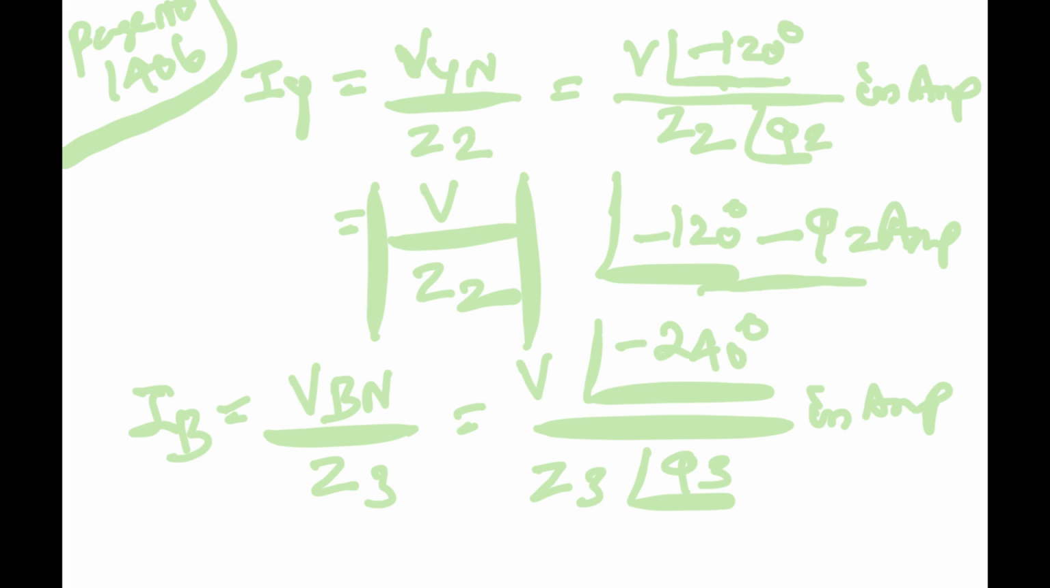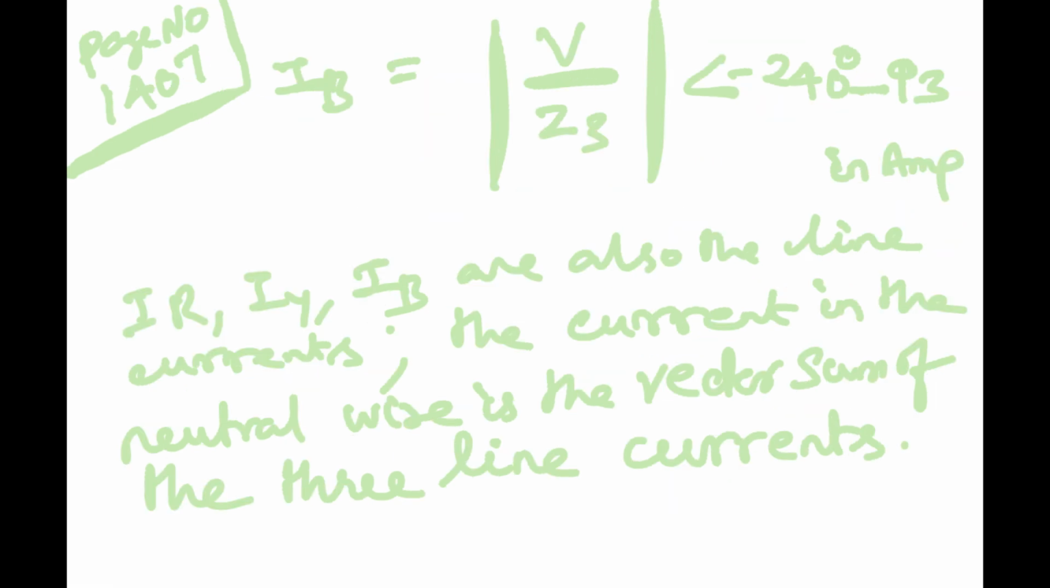IB is VB divided by Z3. This is equal to V angle of minus 240 degree divided by Z3 angle of phi 3 in ampere. IB is modulus of V divided by Z3, angle of minus 240 minus phi 3 in ampere. IR, IY, IB are also the line currents. The current in the neutral wire is the vector sum of the three line currents.